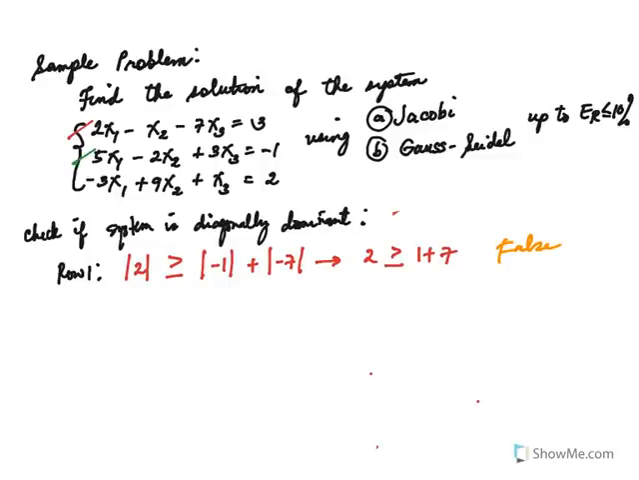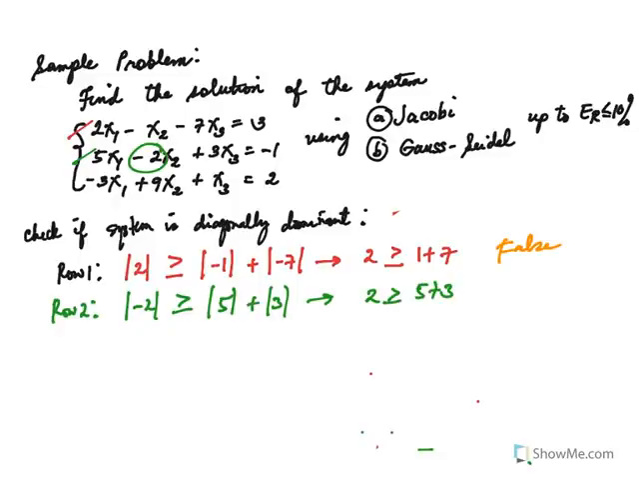For the second row, row 2, absolute value, ano ba yung nasa diagonal sa row 2? Yung negative 2. Okay? Ito yung nasa main diagonal, yan yung A22, negative 2. Is it greater than or equal to 5 plus 3? So is 2 greater than or equal to 5 plus 3? So again, this is false because 2 is not greater than 8.